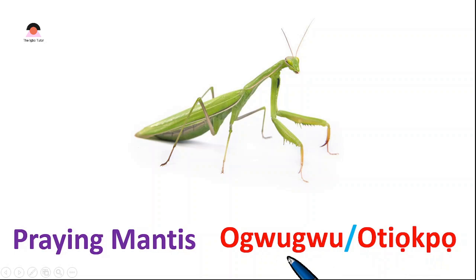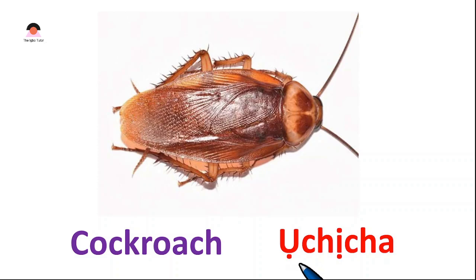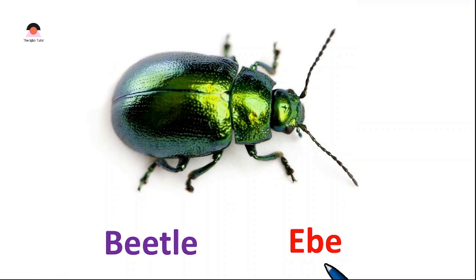We move on to cockroach. What is cockroach in Igbo? We call it ochicha. Ochicha, that is cockroach in Igbo language. Next is beetle. We call it ebe. Ebe in Igbo language. Ebe, that is beetle.